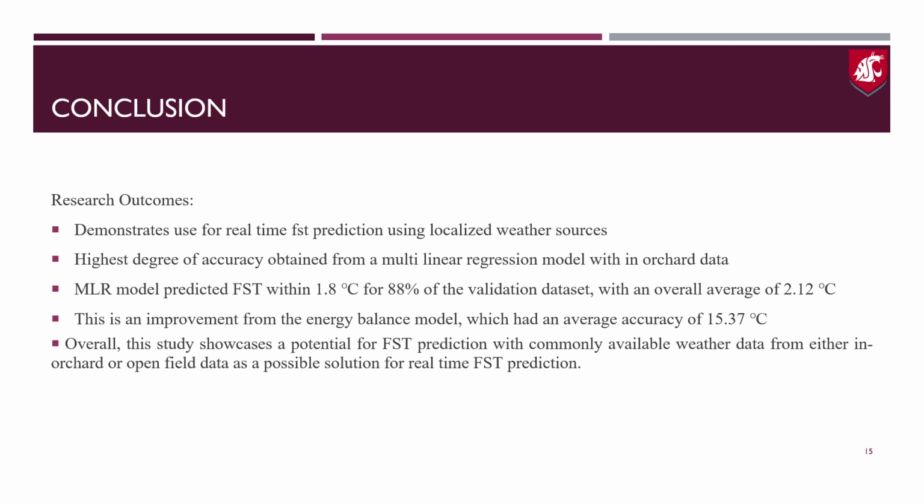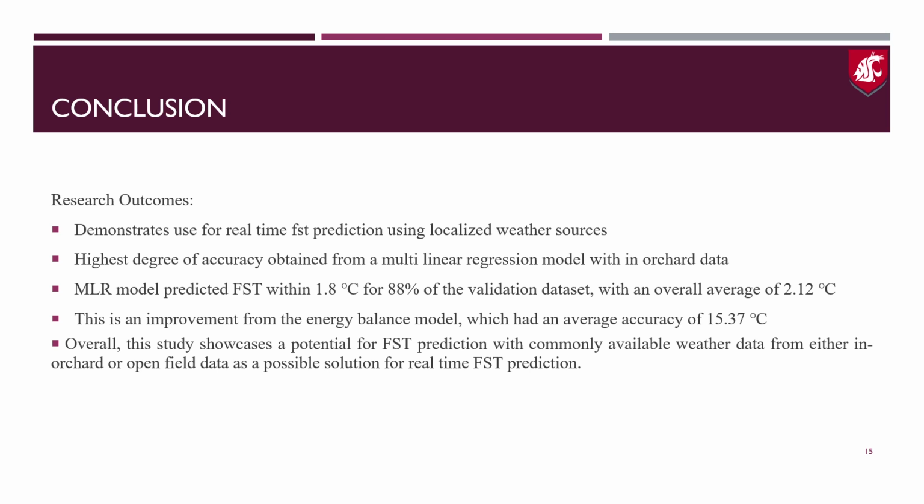The multilinear regression model was able to predict fruit surface temperature with a root mean squared error below 1.8 degrees Celsius for 88% of the validation dataset. These models only need weather and fruit size as input parameters, providing greater ease of use by the growers as a practical method of FST prediction.